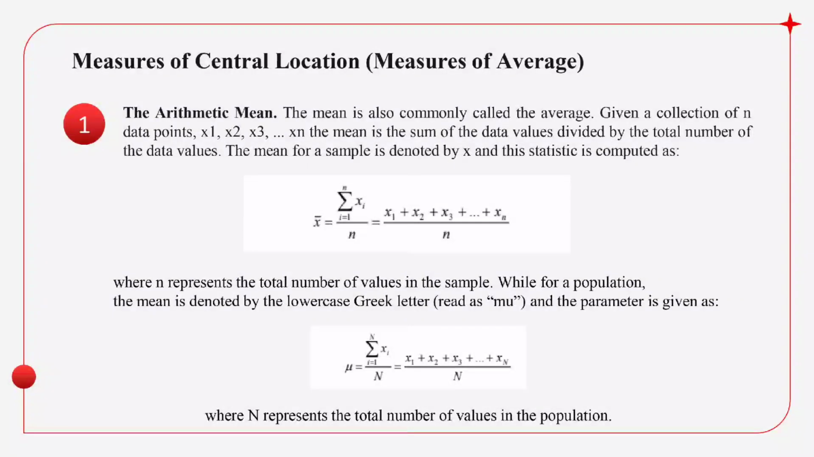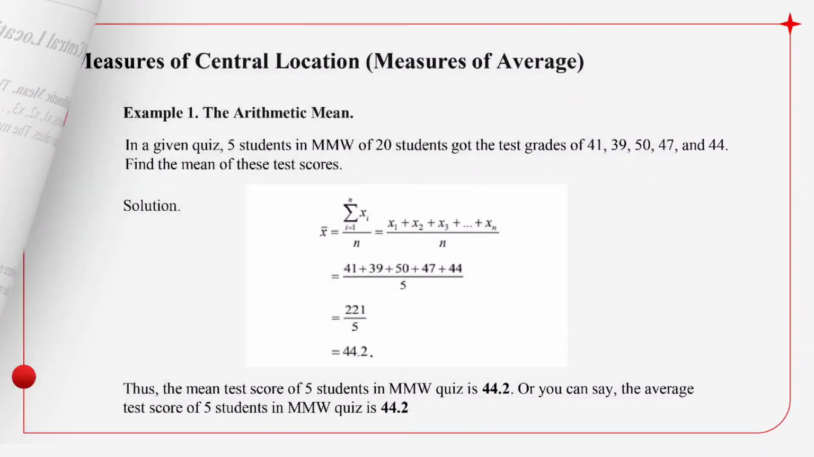So the formula for calculating the sample mean is given below, where n represents the total number of values in the sample. On the other hand, for a population, the mean is denoted by the lowercase Greek letter read as mu, and the parameter is given as below, where N represents the total number of values in a population. So let's try this example number 1.